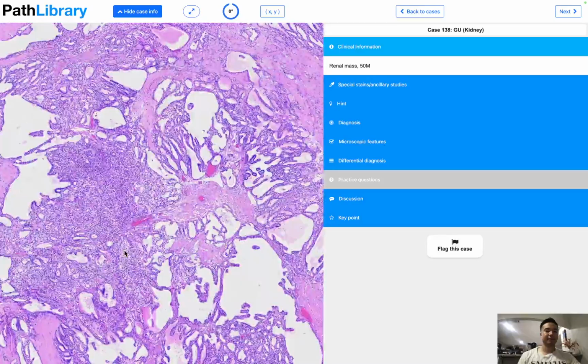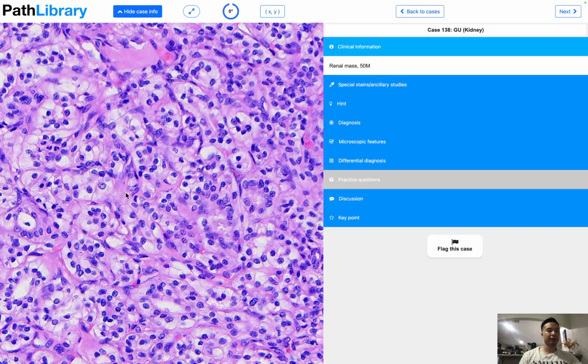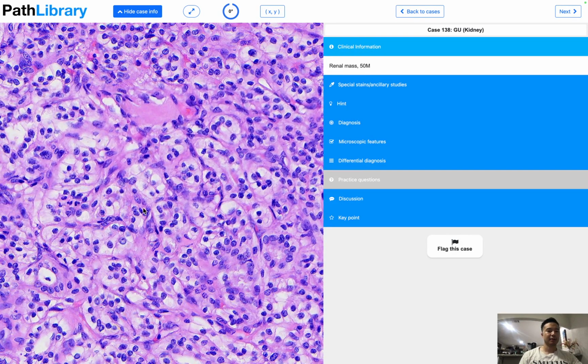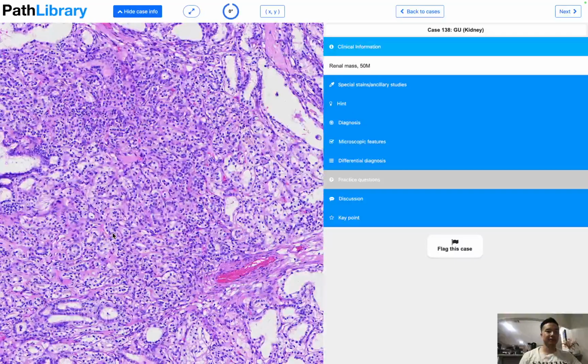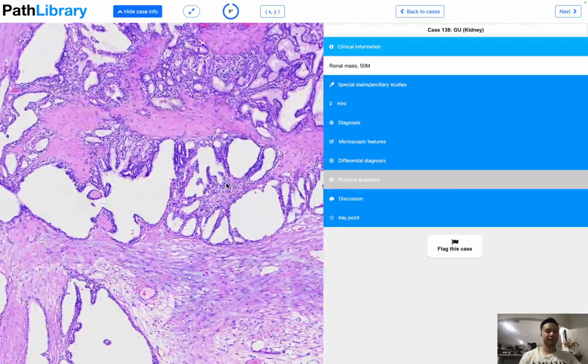Alright, so these cells are clear. Their nuclei are relatively inconspicuous. The nuclei are also apically polarized. They're not facing the basement membrane, but they're kind of on the apical surface, like you can see here. And then we see papillary structures here.